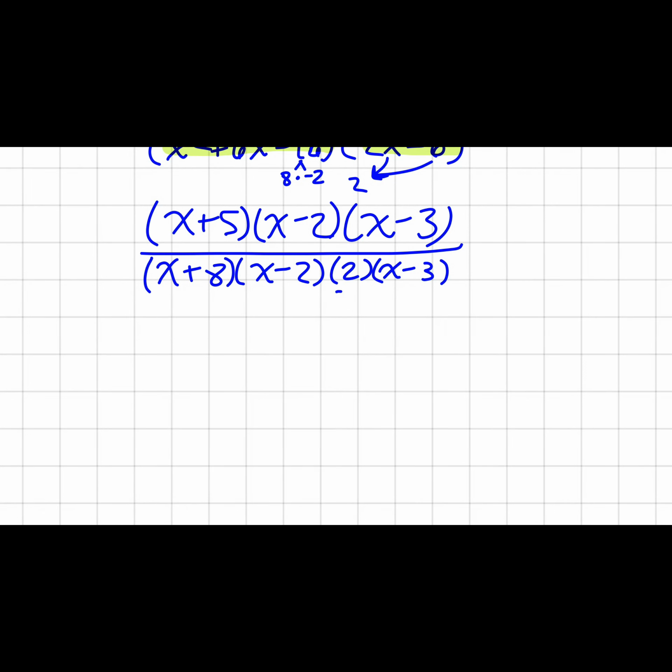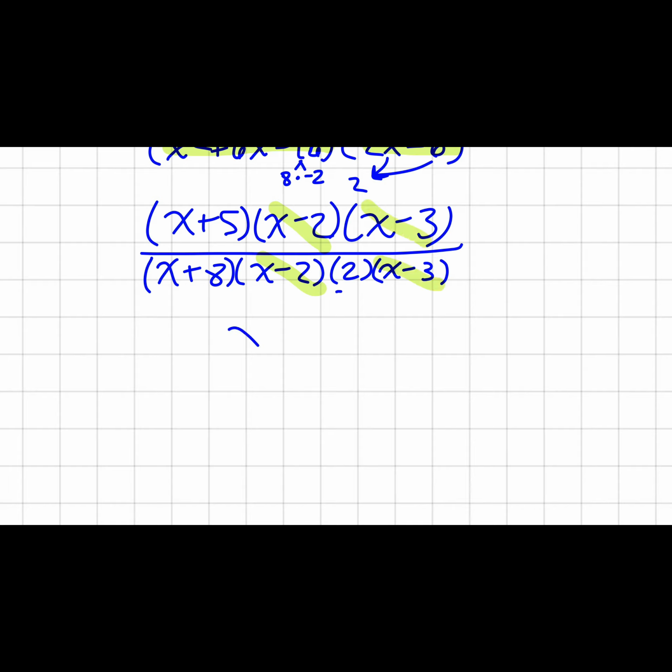So our last step here is to cancel out anything that cancels out. So I start in my numerator, the first term, x plus 5. There's no x plus 5 in the denominator, so that stays. X minus 2, I find an x minus 2 in my denominator, that cancels. X minus 3, I find an x minus 3 in my denominator, and that cancels.